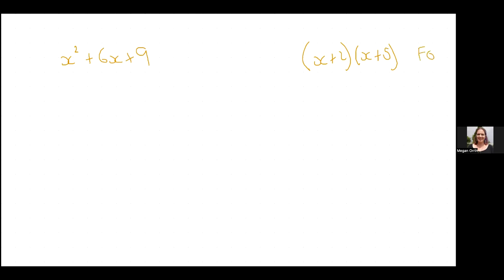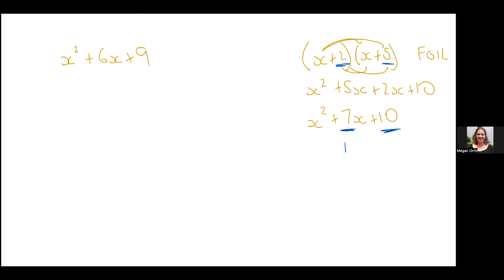So first, outside, inside, last. Right, we remember this? Who remembers the shortcut version? I heard someone say add. What do you mean by that? Add something. Yeah, good. So these two numbers add to the middle term and multiply to the last term, right?